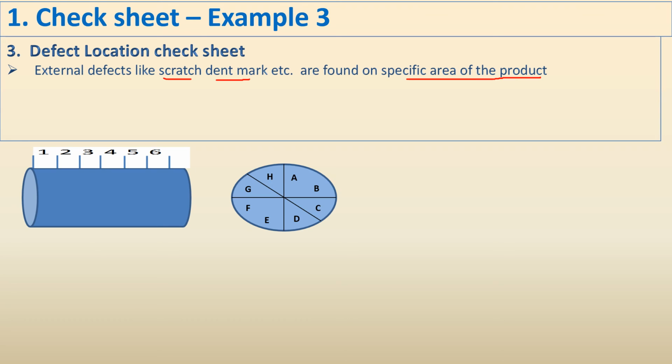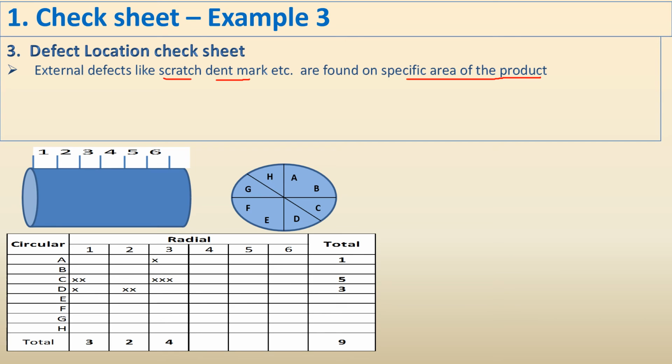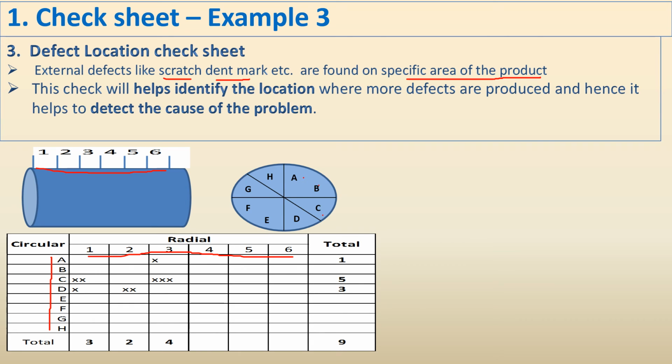Suppose this is the example. This is a round bar and this is the circular dimension. So the circular dimension is A, B, C, D, E, F, G. I have written it down over here, and radial dimension 1, 2, 3, 4, 5, 6, I have written down here. So these checks will help to identify the location where more defects are produced, and hence help to detect the cause of the problem.